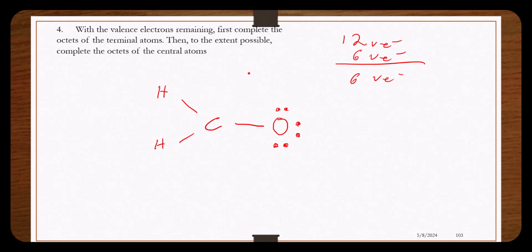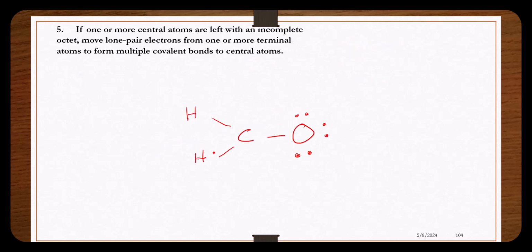After distributing the valence electrons to the oxygen, we have a structure like this. In the fifth step, if one or more central atoms are left with an incomplete octet, we move lone pairs of electrons from one or more terminal atoms to form multiple covalent bonds with central atoms. So evaluating the atoms, we can see that oxygen has a complete octet with 8 valence electrons. There's 3 sets of lone pair electrons and one bond, which would give it 8 valence electrons.